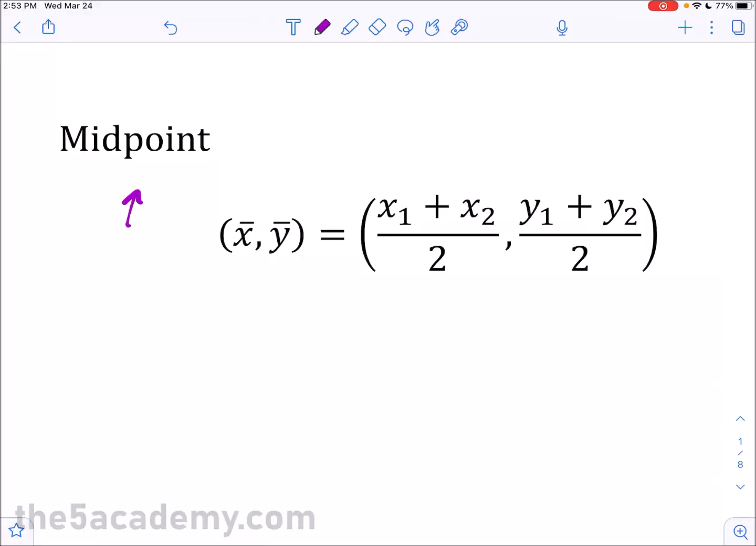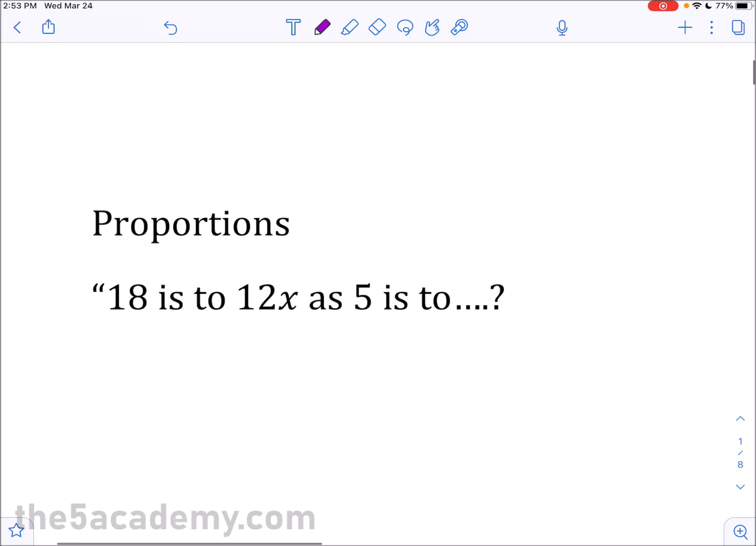Skill number one is midpoint. This one's pretty straightforward. If I give you a series of points, all you have to do is find the average of the x values and the average of the y values, put a comma between them, and that is your midpoint. Pretty straightforward.